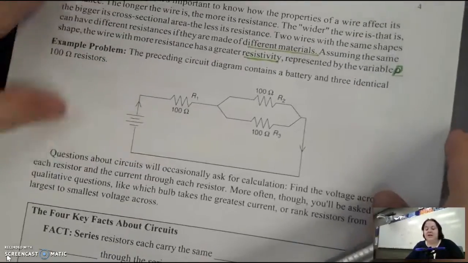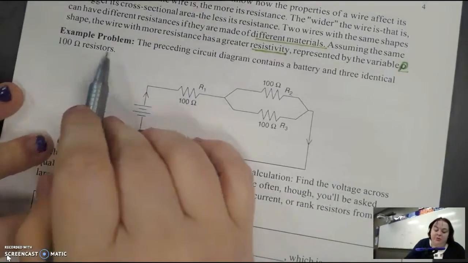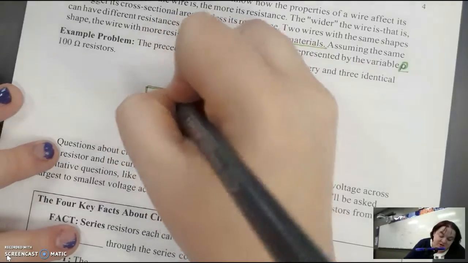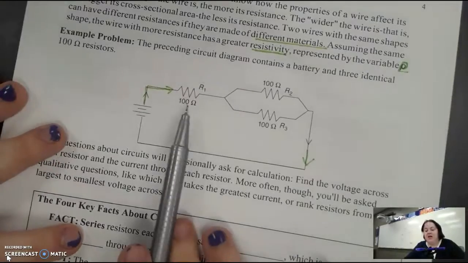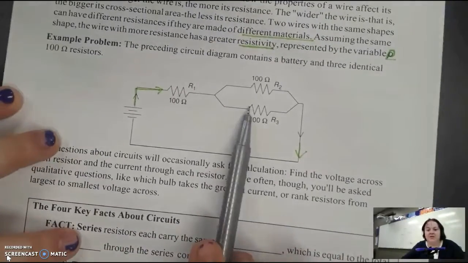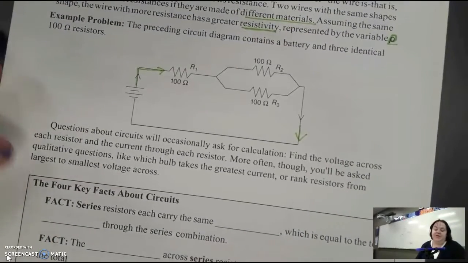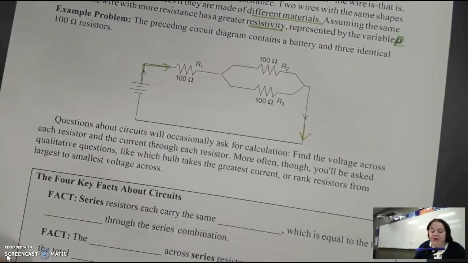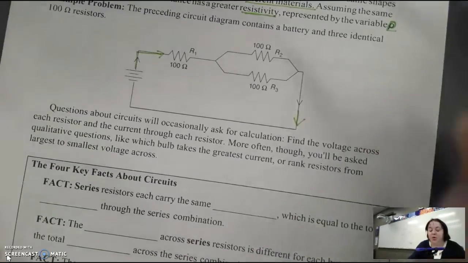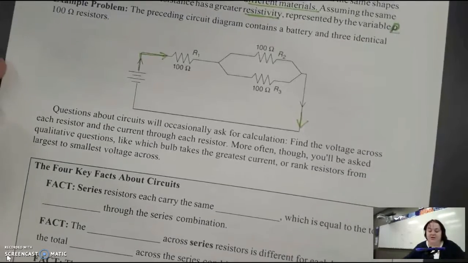All right, so here is a circuit. The preceding diagram contains a battery and 3 identical 100 ohm resistors. So charge is flowing this way, and we have 3 different resistors. Questions about circuits will occasionally ask for calculations. Find the voltage across each resistor and the current through each resistor. More often, though, you're going to be asked qualitative questions, like which bulb or resistor takes the greatest current, or rank resistors from least to smallest voltage.